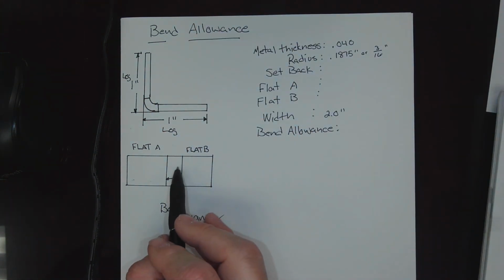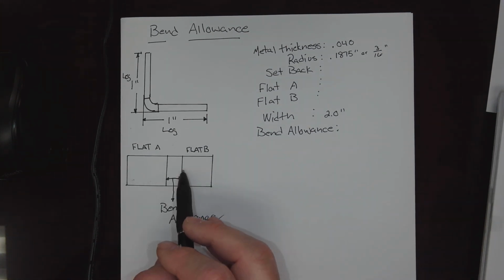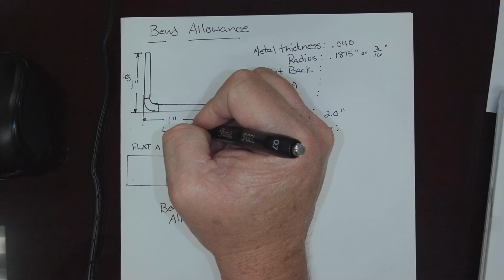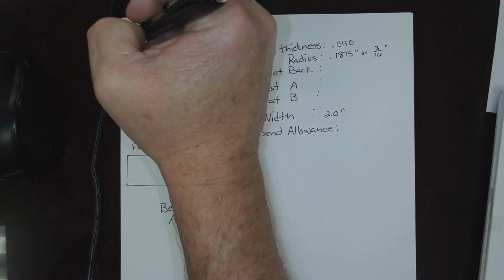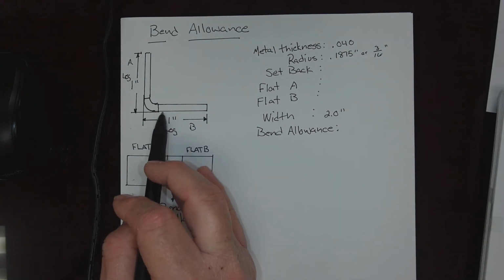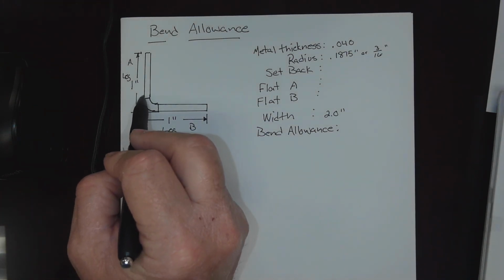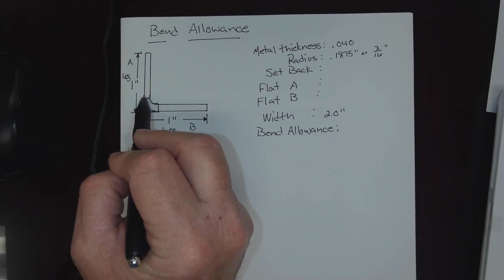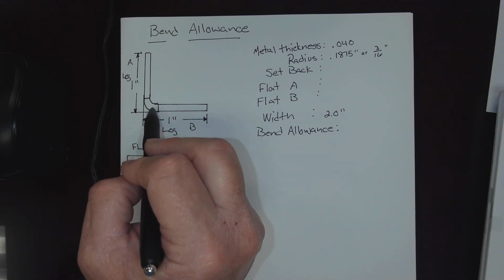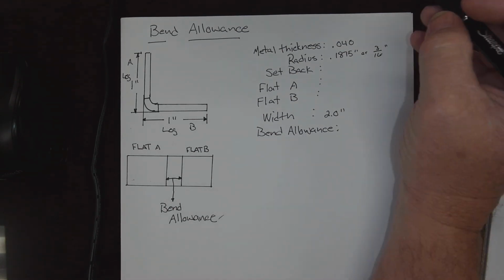In a flat layout, it's represented right here. We've got a flat A, we've got a flat B. We'll call this one B. We'll call this one A. So we need to determine how much flat metal is needed to make this piece, but we also need to determine how much material is going to be needed to make this curvature or radius of this bend. So let's start solving for some things.